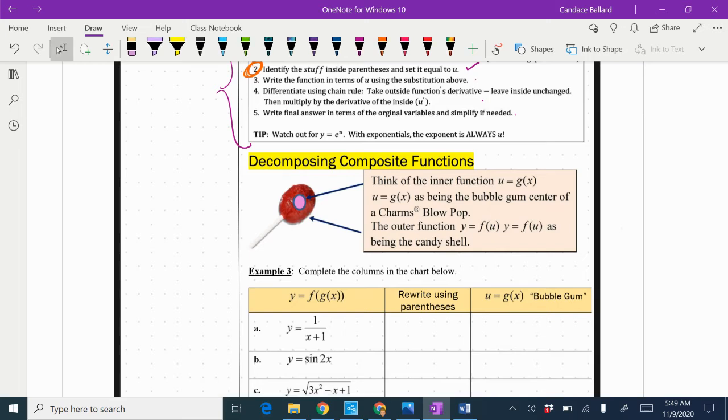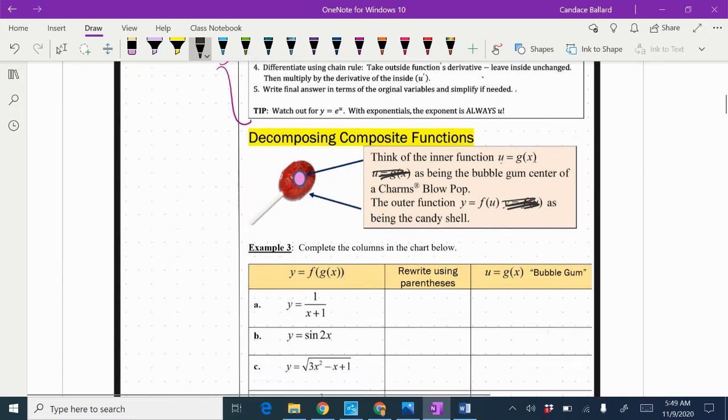When I think of decomposing composite functions, I think of the inner function, u equals g of x, or whatever it is, as the bubblegum center of a Charms Blow Pop. The outer function is y equals f of u. I don't know why I have this twice. That's a typo, I apologize. The outside function is the candy shell. The inside function is the bubblegum center of a blow pop.